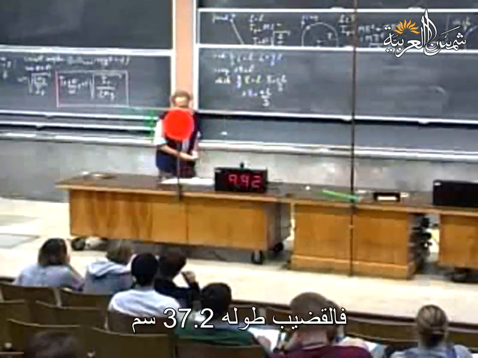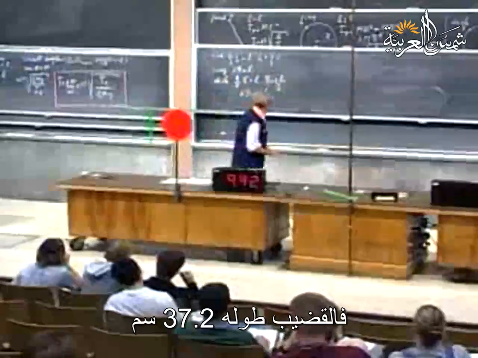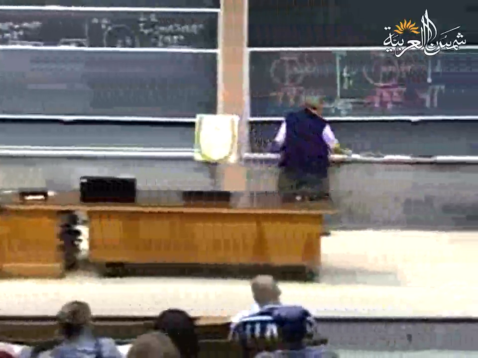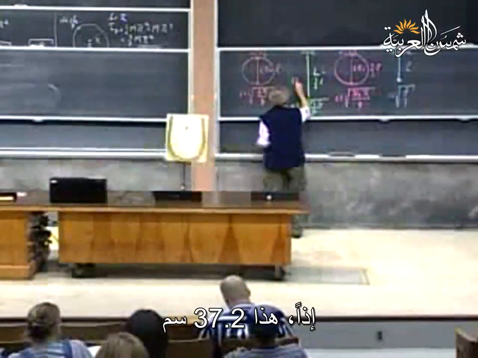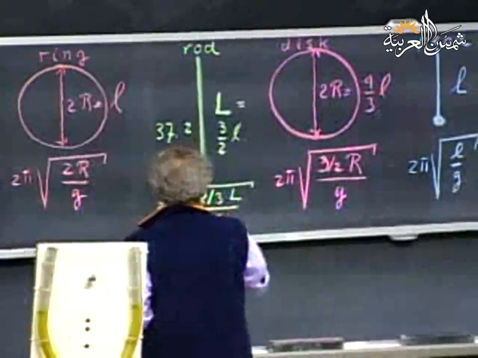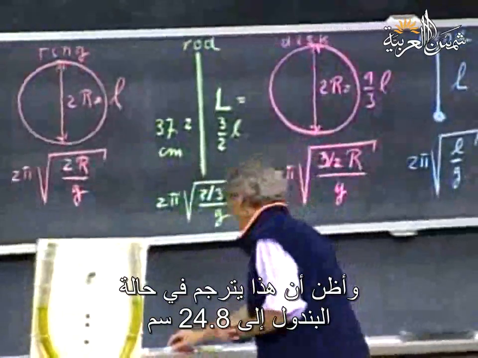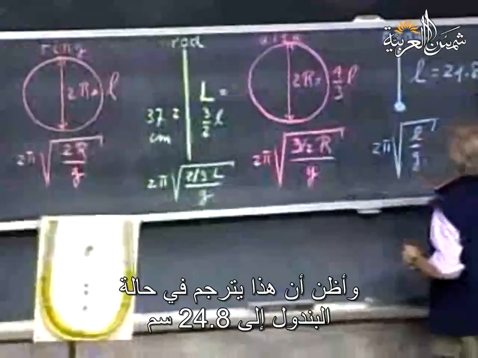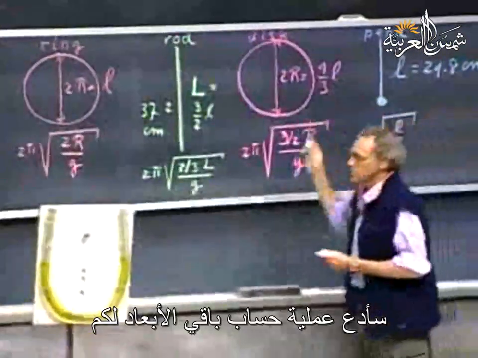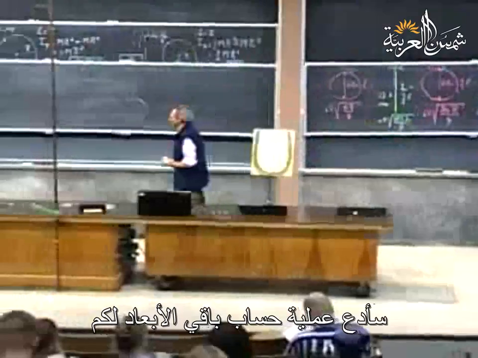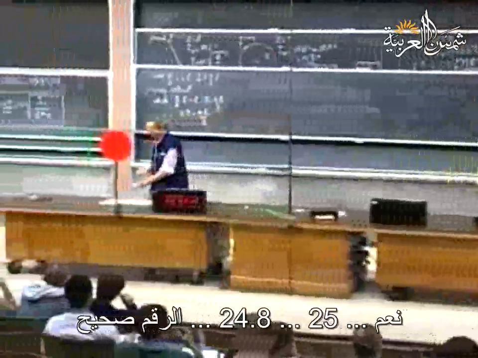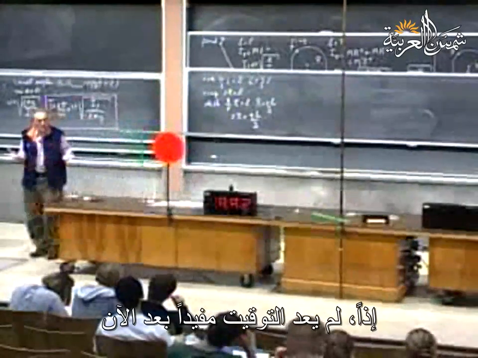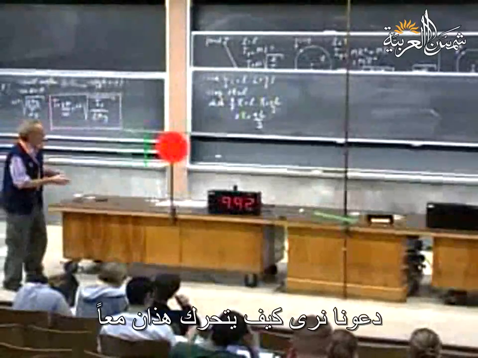The rod was 37.2 centimeters. Let me write that down, because we calculated that. So this was 37.2 centimeters. And I think that translates into, for the pendulum, 24.8 centimeters. But for the others, I leave it up to you to calculate the dimensions. Yes, 24.8 is correct. So, timing is not useful anymore. Let's just see how these two go together.